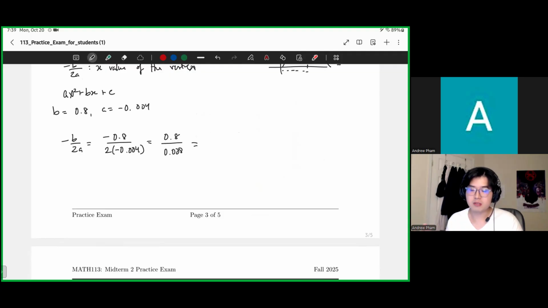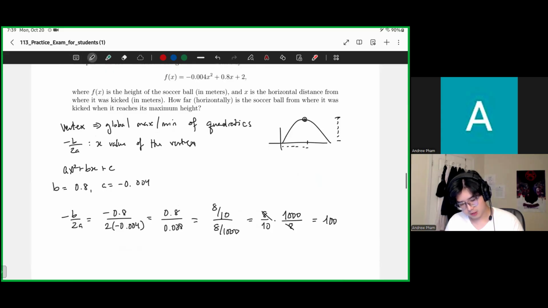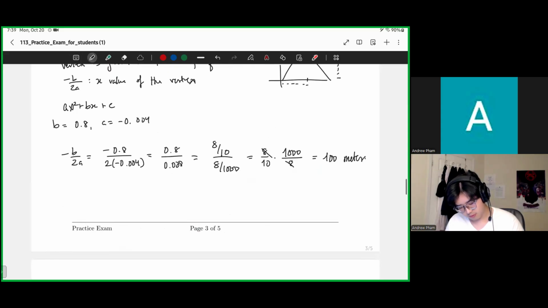And from here, it doesn't really matter how you compute these decimals. I usually like to write the fractions. So this is really 8 over 10 over 8 over 1,000. So 8 over 10 times 1,000 over 8, which is 100. And since my x is in meters, I have to account for the units as such. And as always, with these application problems, it's very important that you are mindful of the units and also if your answer makes sense, if your numbers make sense.